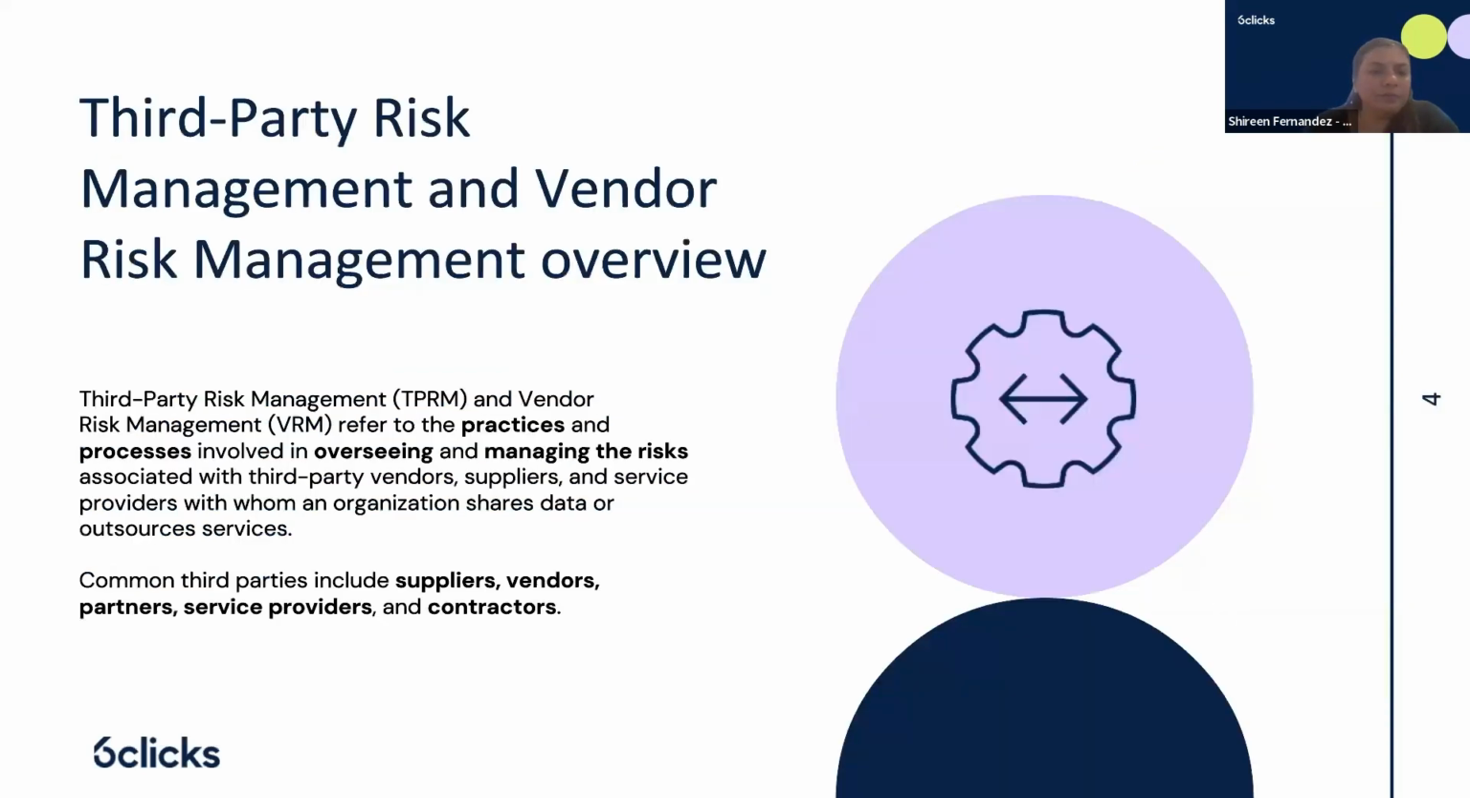Now, just looking at this third-party risk management space and setting the scene here, today we want to focus on essentially four elements of third-party risk and vendor management, which is essentially the practices, the processes, the activity of overseeing this space, and also how you can manage the risks of your third-party ecosystem.